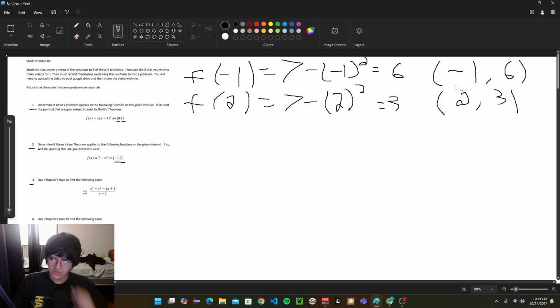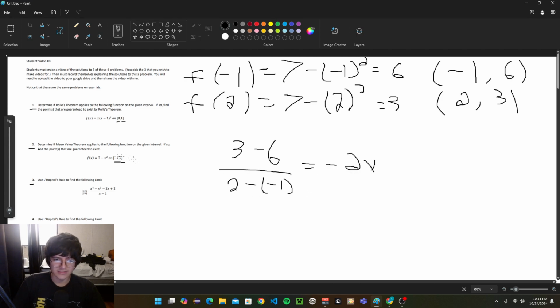So now we have our x1 and y1 and our x2 and y2. So we have to remember the formula: y2 minus y1 over x2 minus x1. So that's 3, which is our y2, minus 6, which is our y1, over x2, which is our 2, minus our x1. And then we're going to set this equal to the derivative of the original function, which is just -2x, because the 7 is a constant giving us a 0 when finding the derivative, and the negative x squared brings the 2 to the front. 2 minus 1 would give us 1, so it would just be -2x.